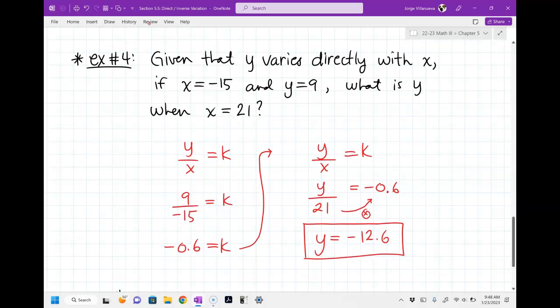So, hopefully you guys see what I mean. Yeah, they're word problems, but they're not that bad. You just write the equation twice, find k the first time, then solve for whatever letter they want at the end.